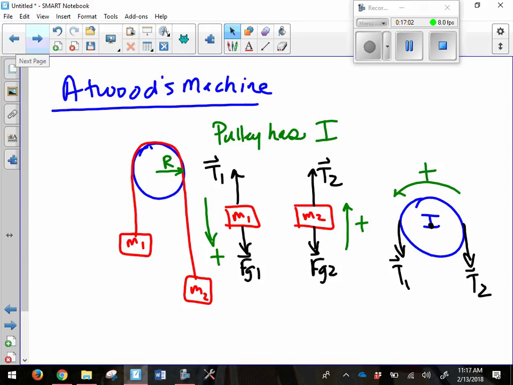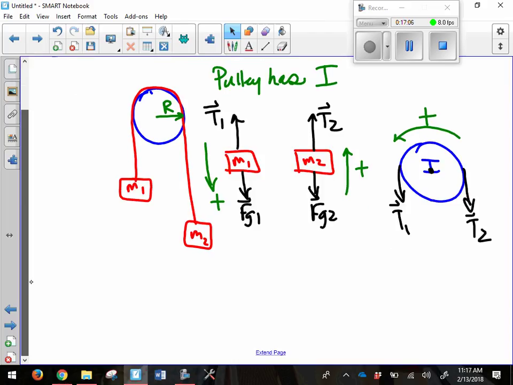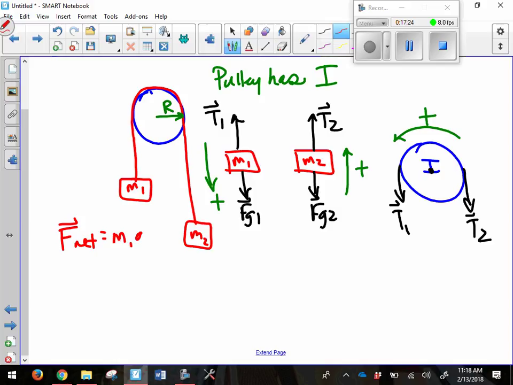All right. So I've got my direction. Now what do I do? I've got my free body diagrams. Now what? F net equals MA. Okay. So I've got F net equals M1A.